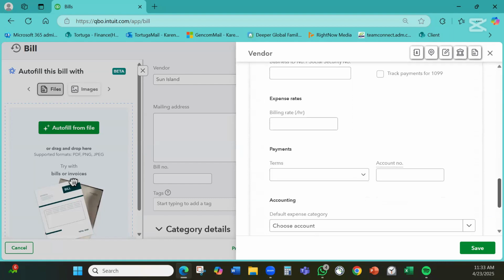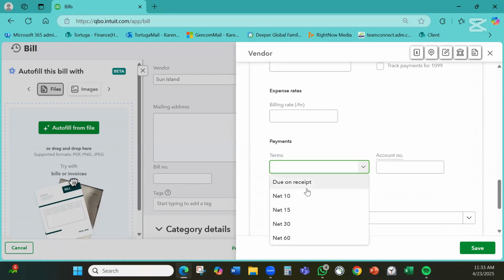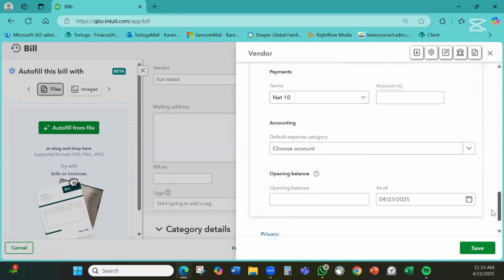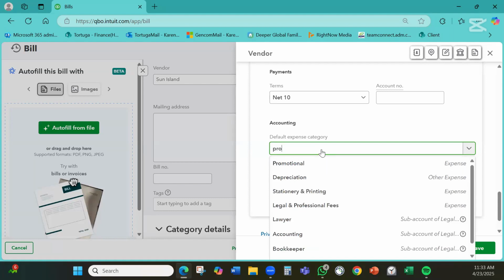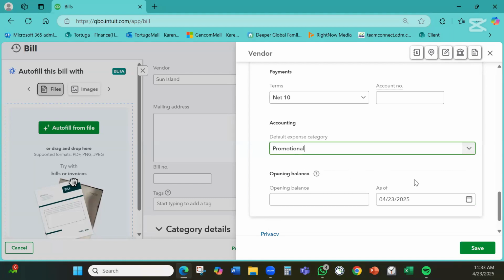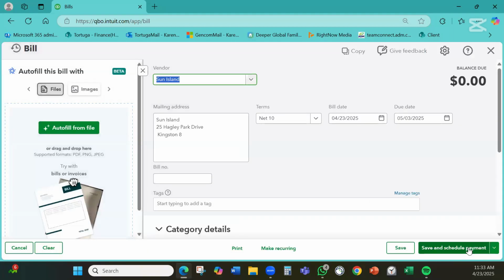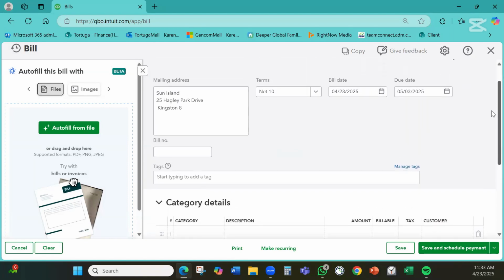Any other information, the terms. If there's a payment term, 10 days. You buy shirts and all your shirts are going to promotion expenses, so you can choose to set it up from here. Let's call it advertising. Let me see if promotion is there. Okay, so promotional, you put it there. So it is going to automatically go to that account when you enter something from Sun Island. Nothing else to put in, you save it, right? And it automatically classifies it as that particular expense.